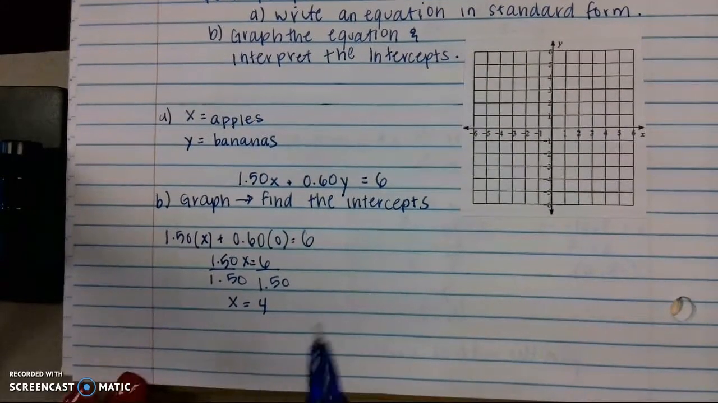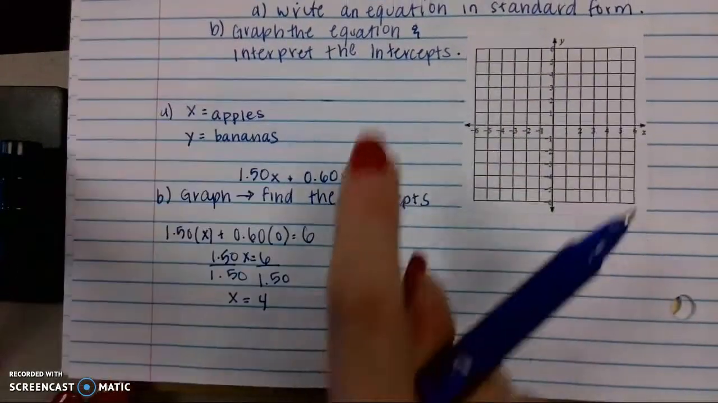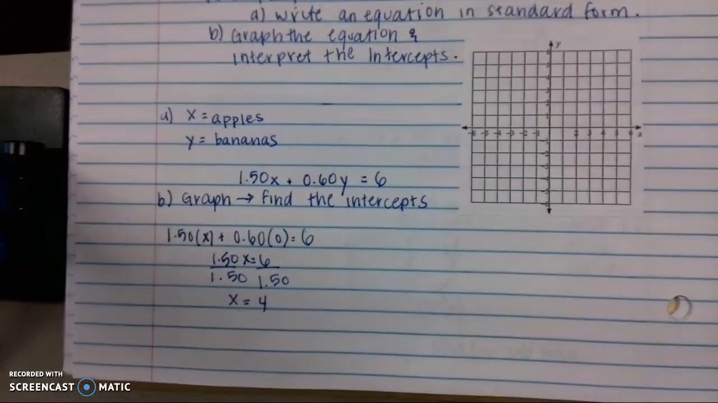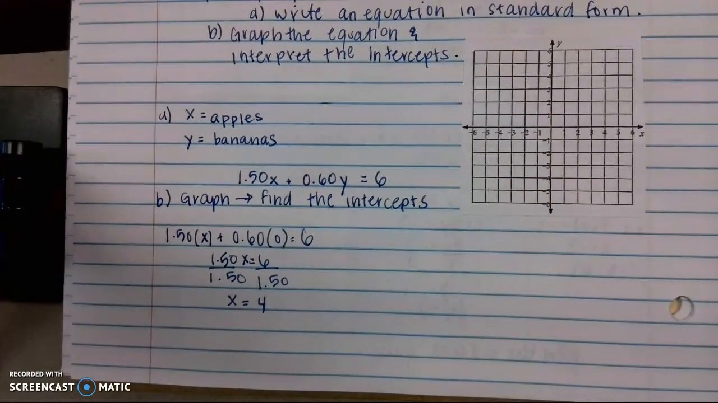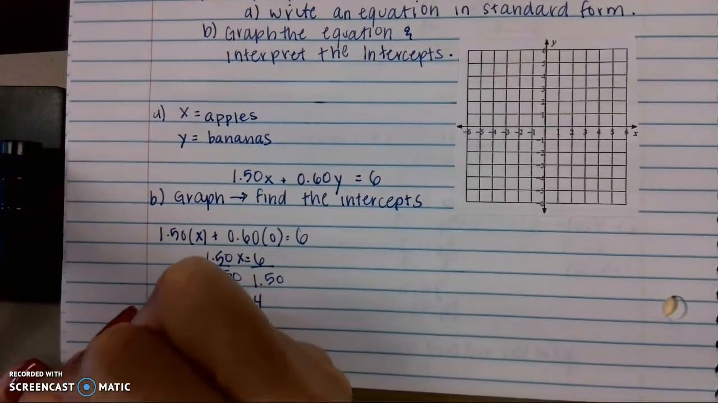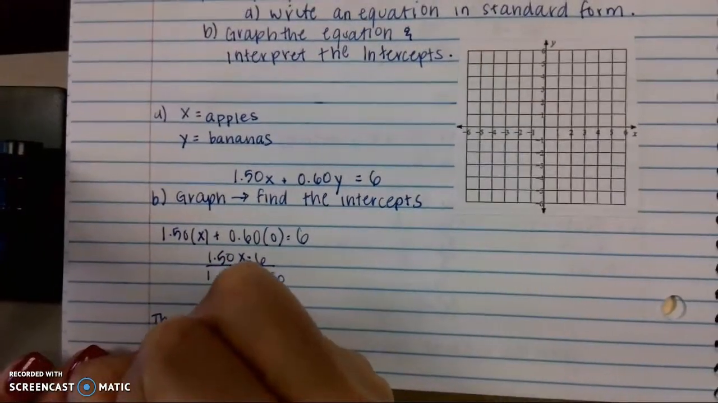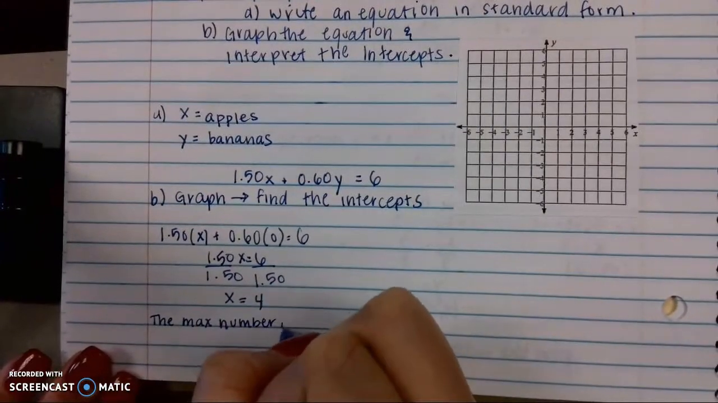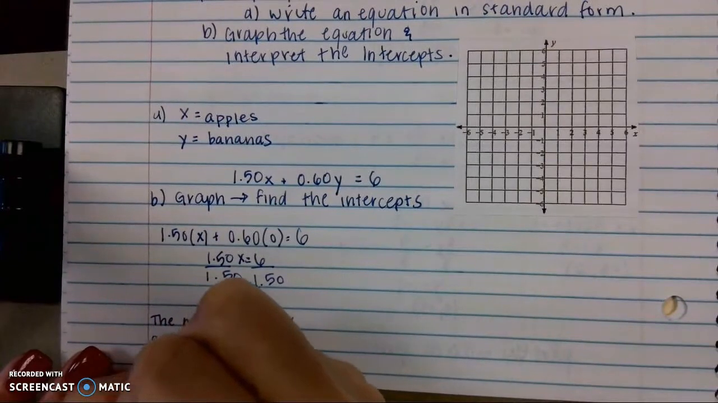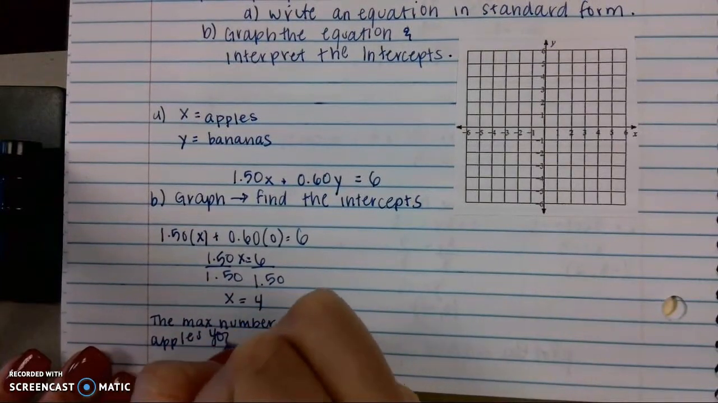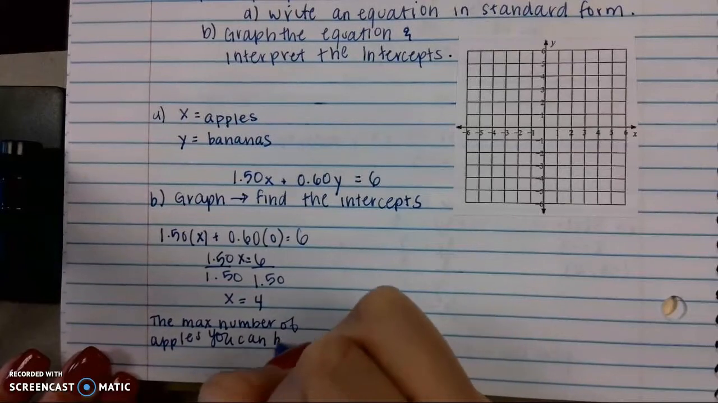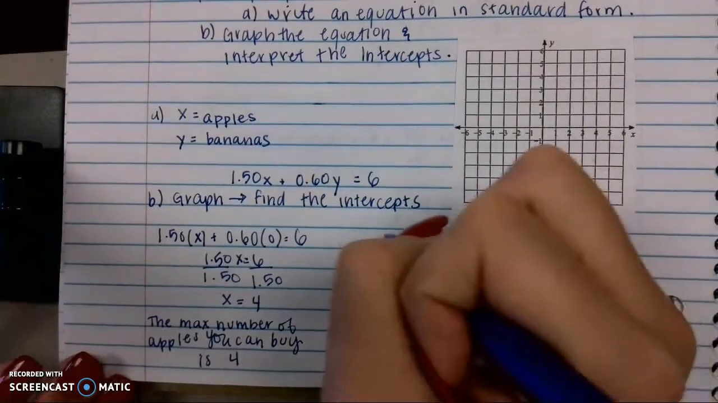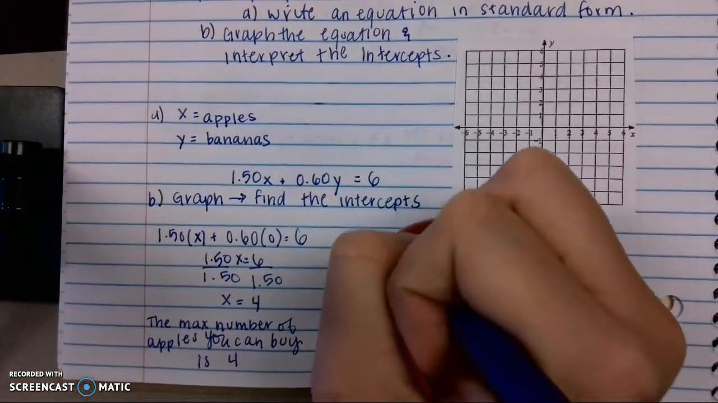Alrighty, so what this means, with interpreting the intercepts: if I want to buy just apples, the maximum that I can buy is 4. So I'm going to write that down. The max number of apples you can buy is 4.